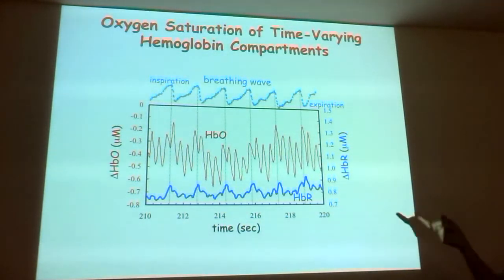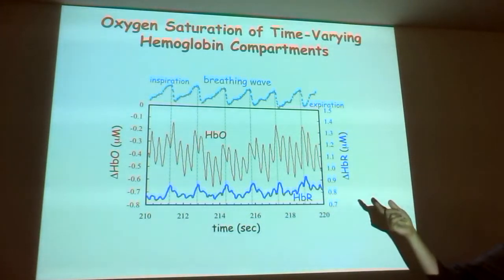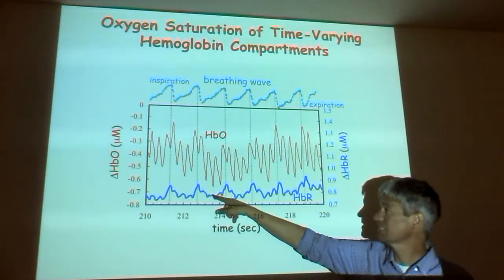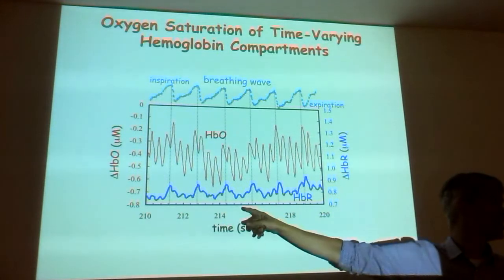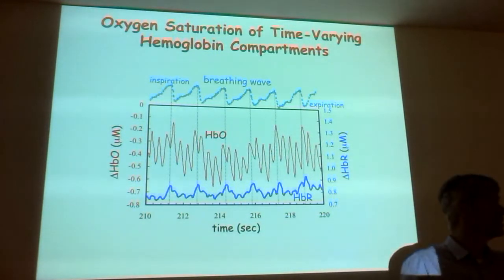This also illustrates the point I was making before about shot noise limited detectors. My noise is really limited by these sorts of fluctuations, which are not actually experimental noise. It's something in the tissue. I don't really know what it is.